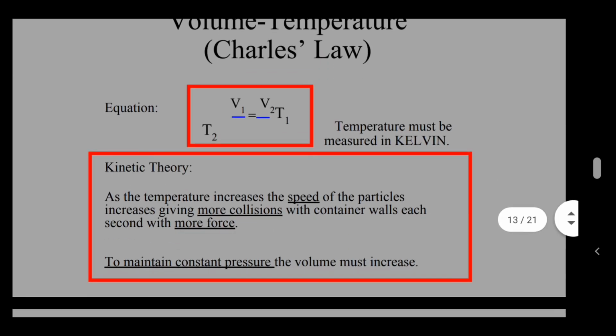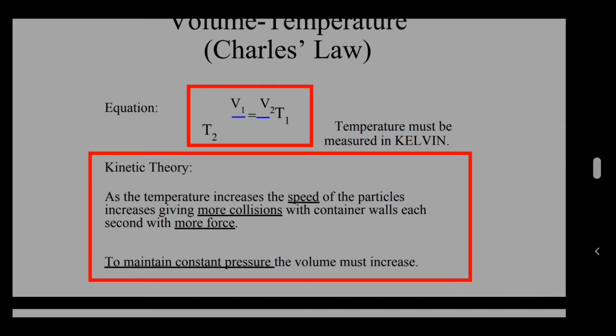Wow, that looks shocking. It's not like that in the PowerPoint when you open it up, but you should be able to see that V1 is divided by T1. V1 divided by T1 equals V2 divided by T2. So V1 over T1 equals V2 over T2, and temperature must be in Kelvin.